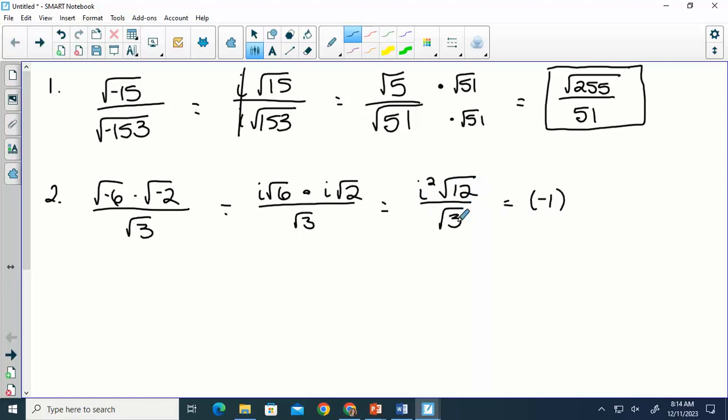Because the radical 12 and radical 3 are both under a radical, technically you could even just go ahead and divide them at this point. So 12 divided by 3 is 4, so we have negative 1 times the square root of 4, so that gives us a negative 2. If you did not take out that i, you would have gotten a positive 2. So that's where you would have gone wrong. Is that okay?